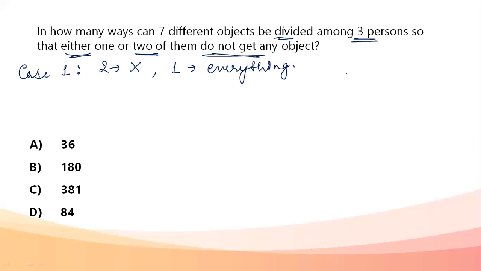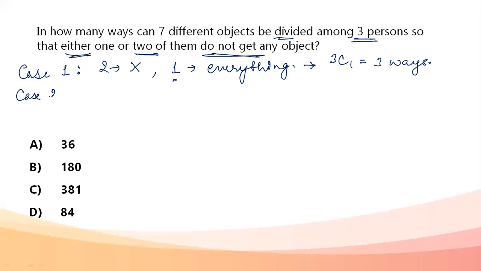So here now I have to select who, out of these three, is going to get everything. The number of ways of selecting one person out of three becomes 3C1, that is three ways. I have decided that two are not going to get anything and one will be getting everything. But who is this one going to be? That is going to be 3C1. In three ways, I can select that one person.